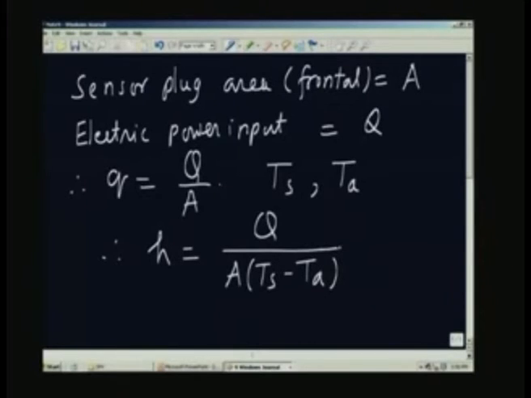Unlike the heat flux measurement, the h measurement is not direct. It is done by measuring Q separately, by finding out the amount of heat which is supplied in the form of electrical energy. Then the area is calculated by measuring the frontal area of the sensor plug. Ts and Ta are measured, therefore, 4 measurements are involved in this. One is Q, the area, and the 2 temperatures are measured, and this is identified as the heat transfer coefficient. It is a very useful instrument.